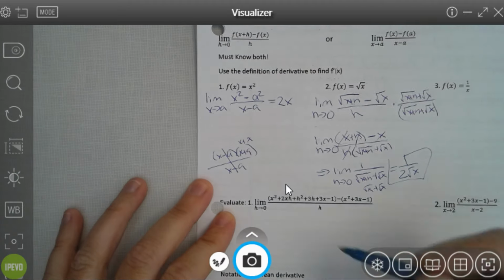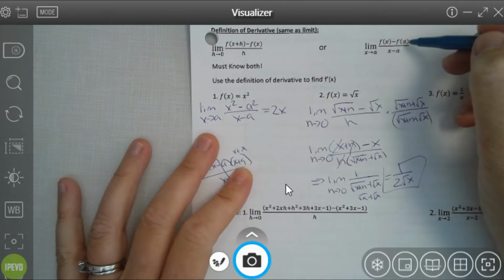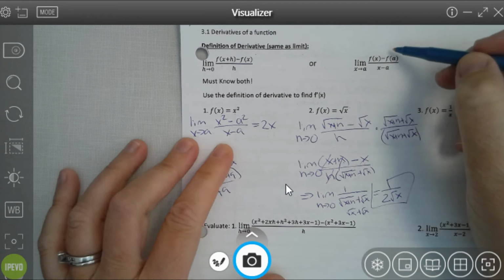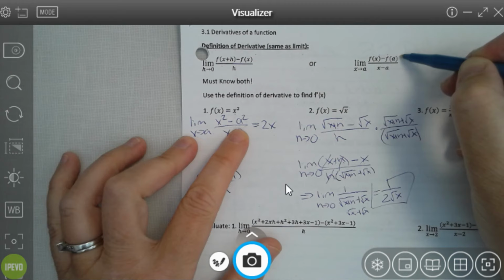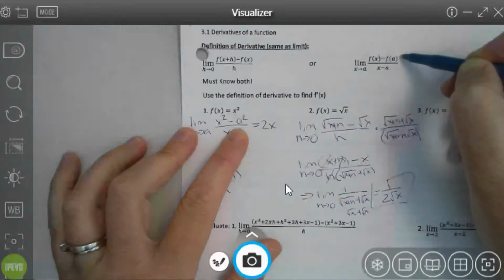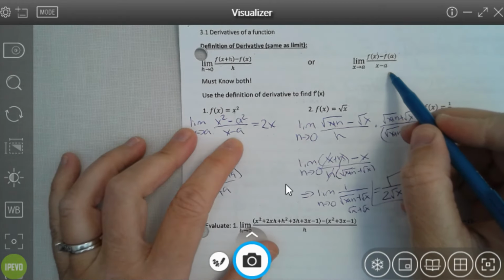Back to number 1 now. I already have the answer in here. So I'm using this formula over here now. So this is f of x. So I just wrote the function x squared minus f of a, which just means you put an a in the function wherever there was an x, and then over x minus a.